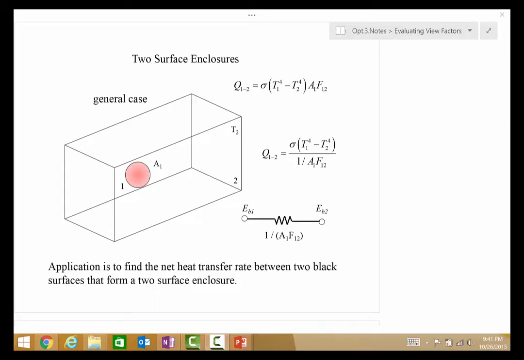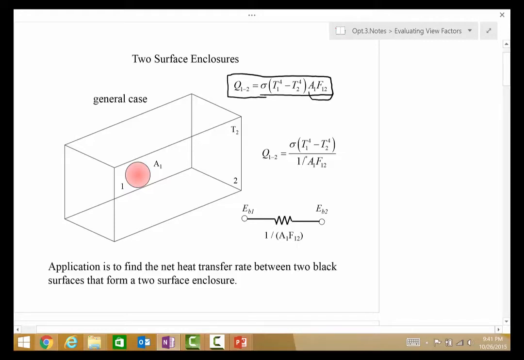For two black surfaces, we found that the net heat transfer rate between the surfaces can be expressed as the difference between the emissive powers times the product of the area and view factor. We'll see that in general, one can think about this view factor piece of this expression as a resistance.